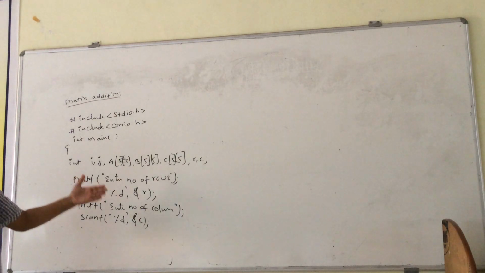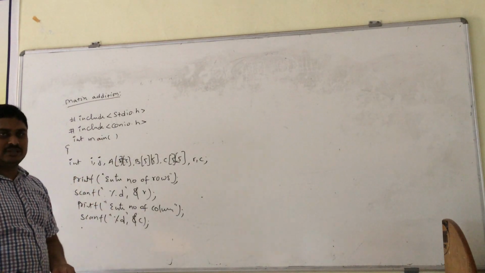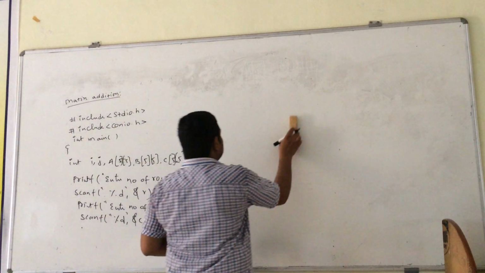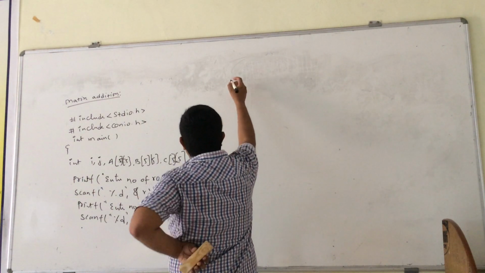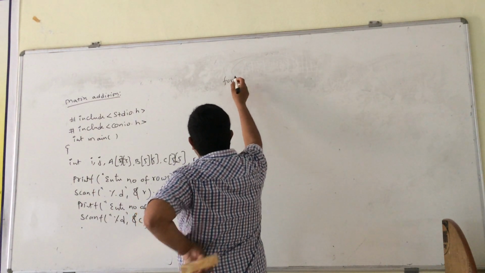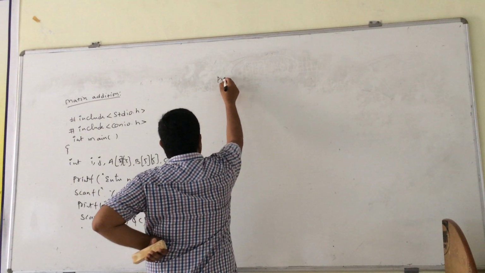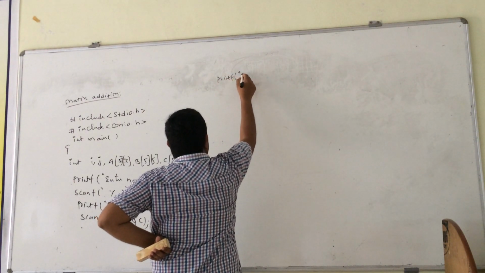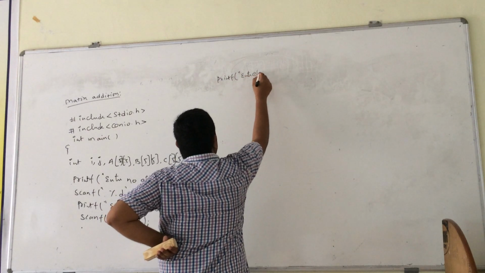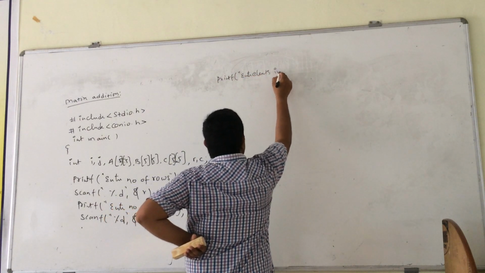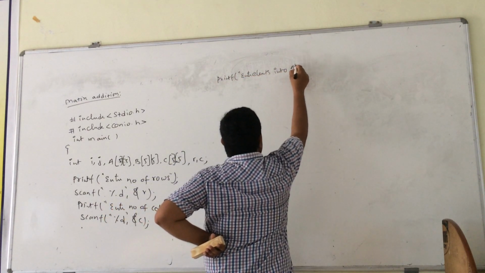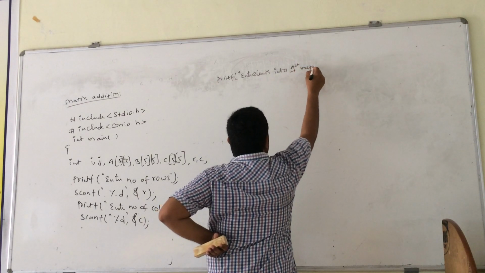After knowing the rows and columns, we insert the values. That means we initialize the arrays. For this we are using 2 for loops. First I am just telling the user, printf enter elements into first matrix.